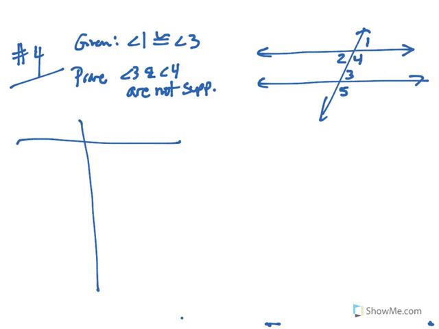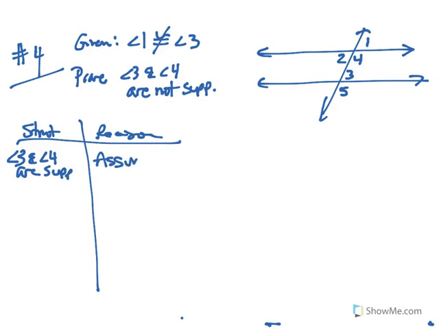Okay, so on this number 4, here's the picture, and it says given angle 1 is not congruent to angle 3, prove that angle 3 and angle 4 are not supplementary. So let's do the opposite, doing a little proof. We're going to assume the opposite. Angle 3 and angle 4 are supplementary. That's what we assume.